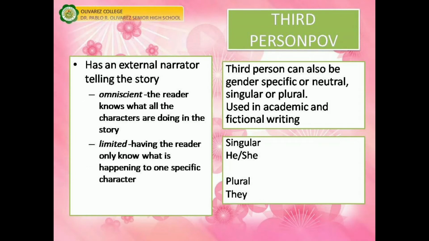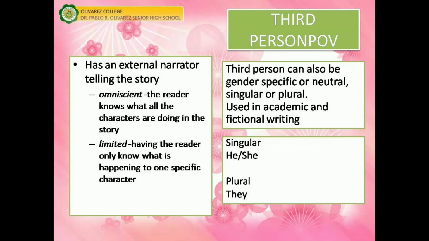Let's talk about the third-person point of view. The third-person point of view has an external narrator who is telling the story, which is evident with the usage of pronouns like he, she, or they. This POV has two kinds, omniscient and limited.